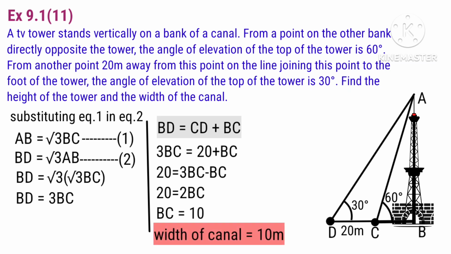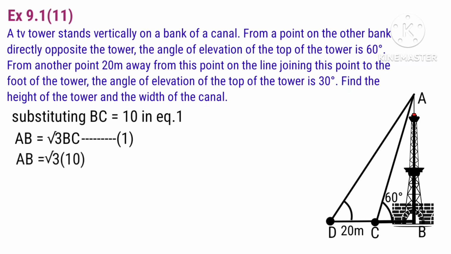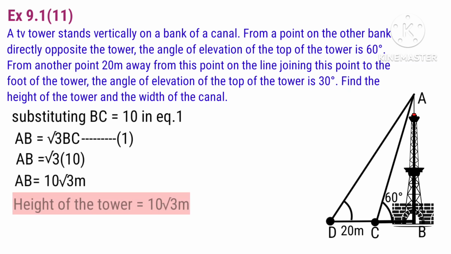Now we need to know the height of the tower. For height of the tower, it is in the first right angle triangle, that is ACB. So again நம்ம அதுக்கு formula use பண்ணி substitute பண்ணனும் தேவையில்லை, because already நம்ம first find பண்ணிட்டோம். Just equation number 1 la we just substituted. So when we substitute, we'll get AB is equal to square root of 3 BC. That is AB is equal to square root of 3 into 10. That is AB is equal to 10 into square root of 3 meter. Hence the height of the tower is 10 into square root of 3 meter.